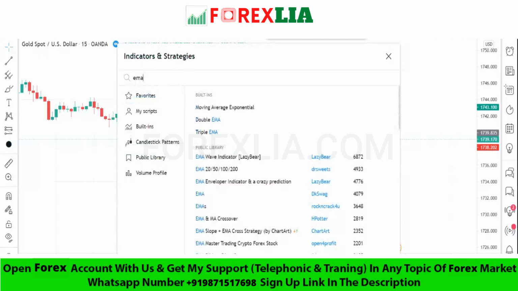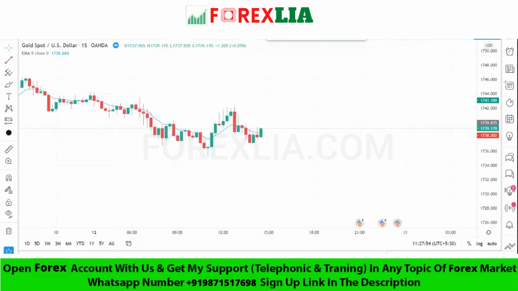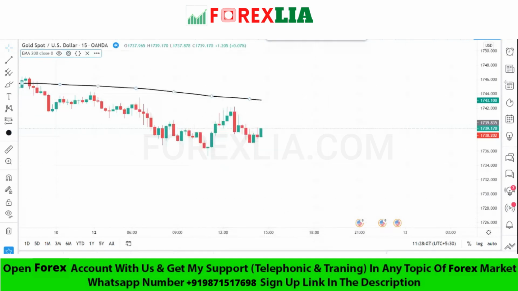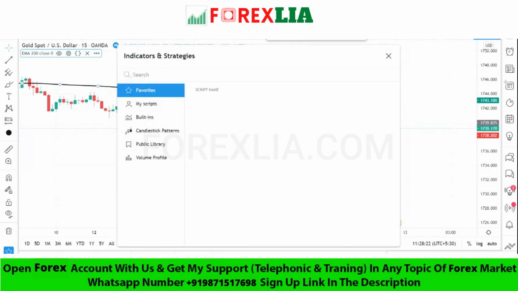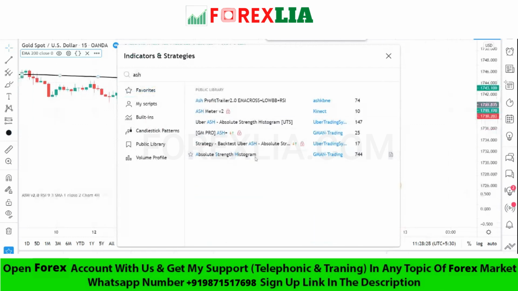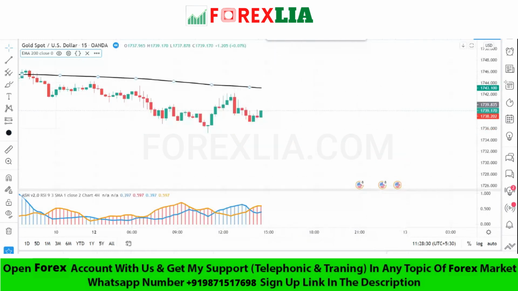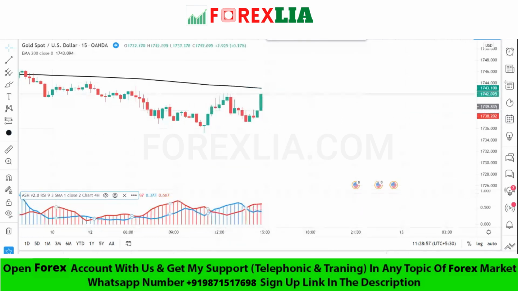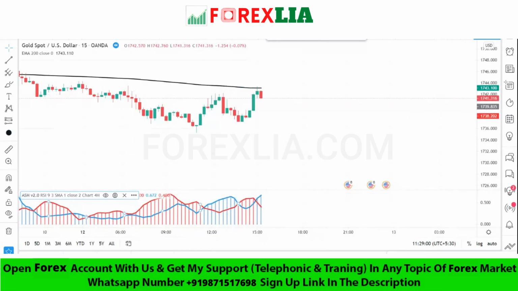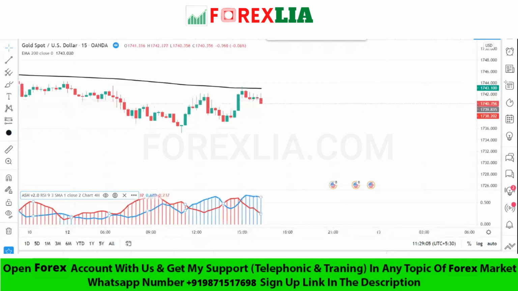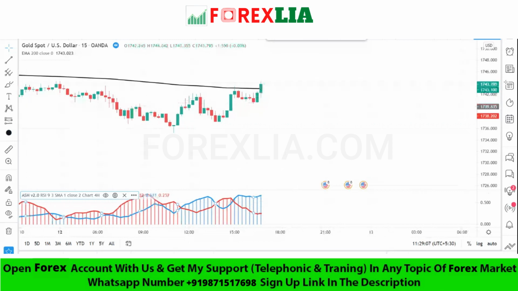First, the 200 period EMA. Second, the absolute strength histogram indicator, with default settings. If the market is below the 200 period EMA, with the absolute strength histogram indicator signaling a red line, then you take a sell position.